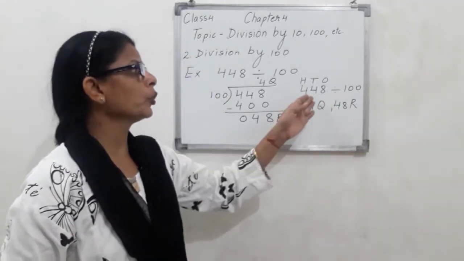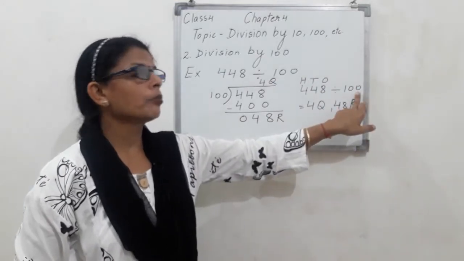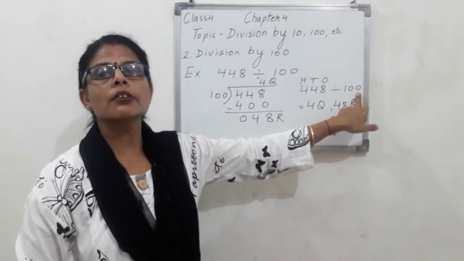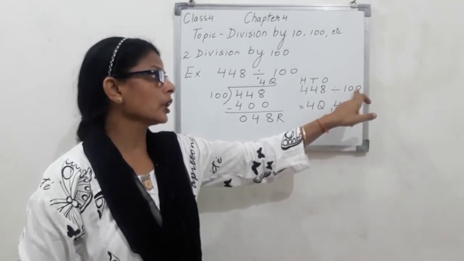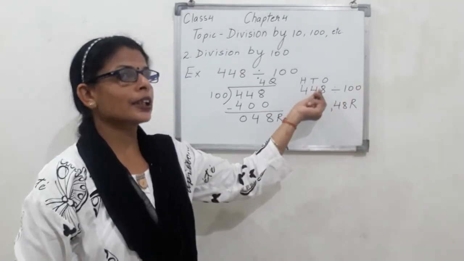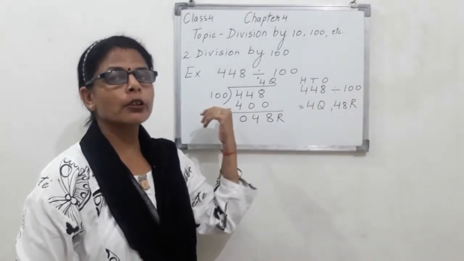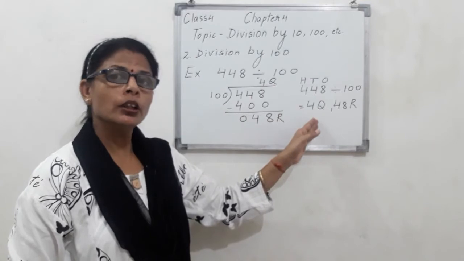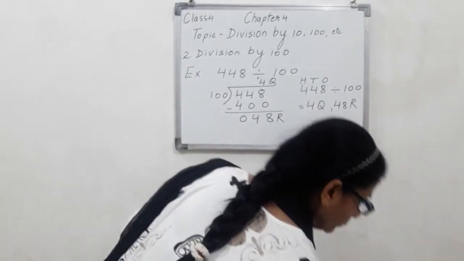When we divide 448 by 100, you have to see how many zeros are there in the divisor. When we are dividing by 100, there are 2 zeros, so the ones and the tens place will become the remainder and the 100 or whatever places are left will become the quotient. One more example.